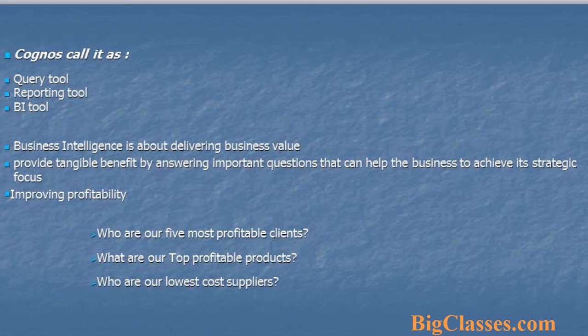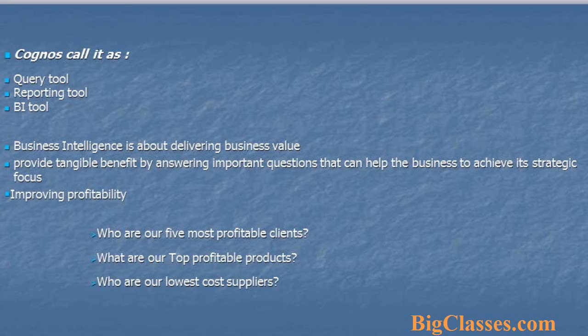How exactly is it a BA tool? BA is nothing but business intelligence. Business intelligence is nothing but delivering business value. What exactly is business value? Business value is nothing but improving your profitability. Any organization is going to work for money, right? From a profitability point of view, they are going to work.